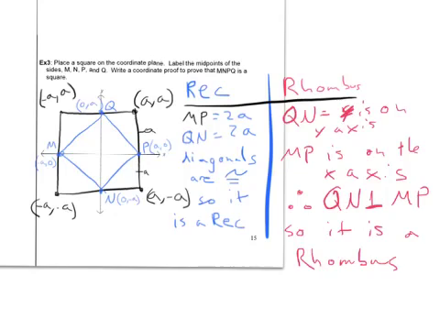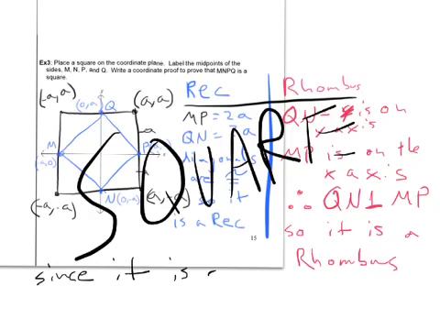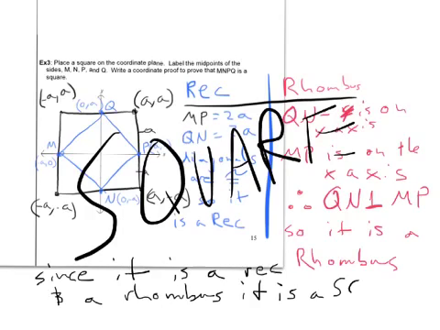And if it is both a rhombus and a rectangle, then we have proven that it is a square. And you probably don't want to write that over top like that. You probably want to write that on the bottom. I just do that for fun. But you could say, since it is a rectangle and a rhombus, it is a square. And that's it. All right. See you guys next chapter.